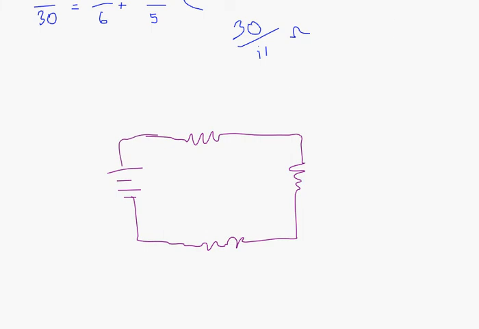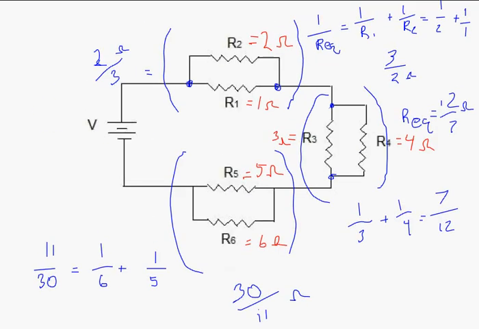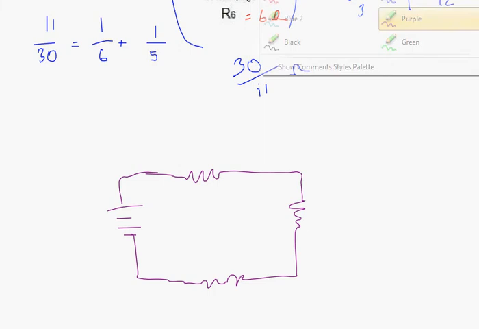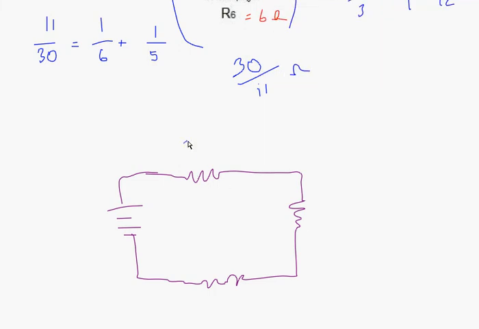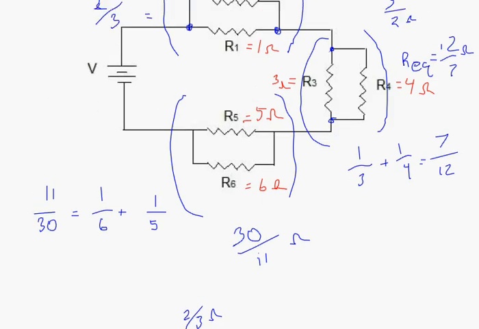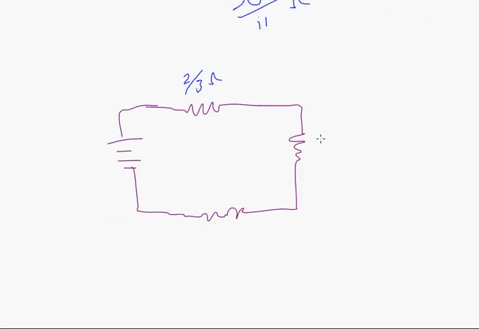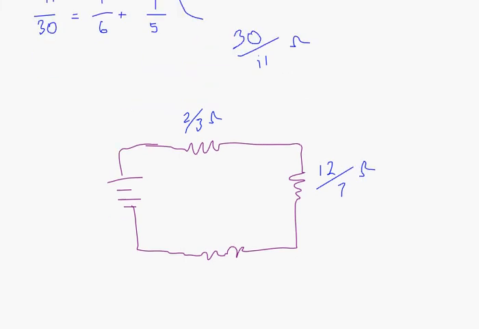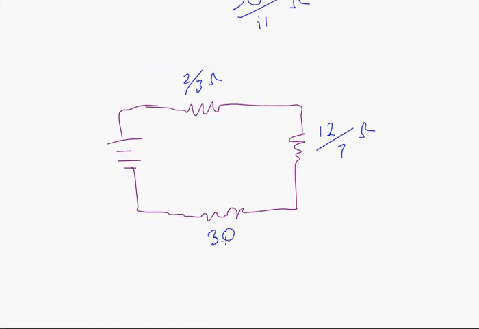And now I have my REQs. I'm just going to list them. 2/3, pick a different color, 2/3 ohms. And this one is 12/7 ohms. And this last one is 30/11. And now you should see that our REQs have made an interesting circuit, because this should be very simple. This is a series circuit.